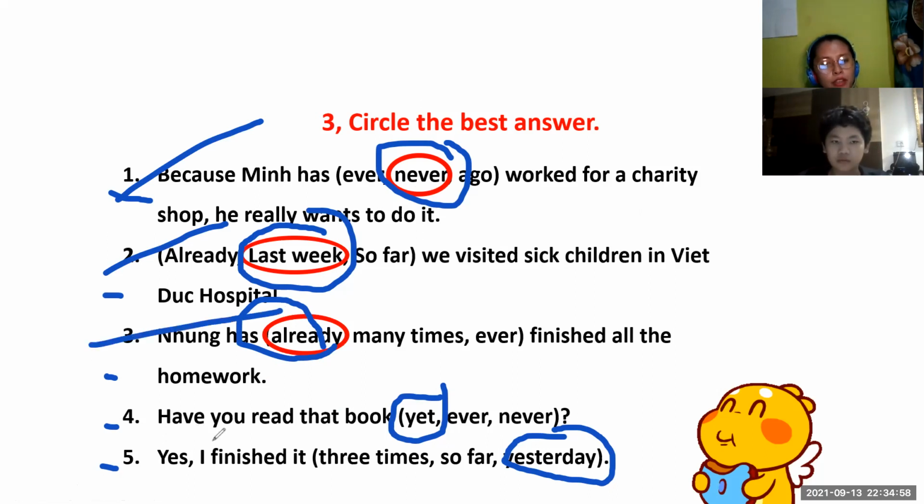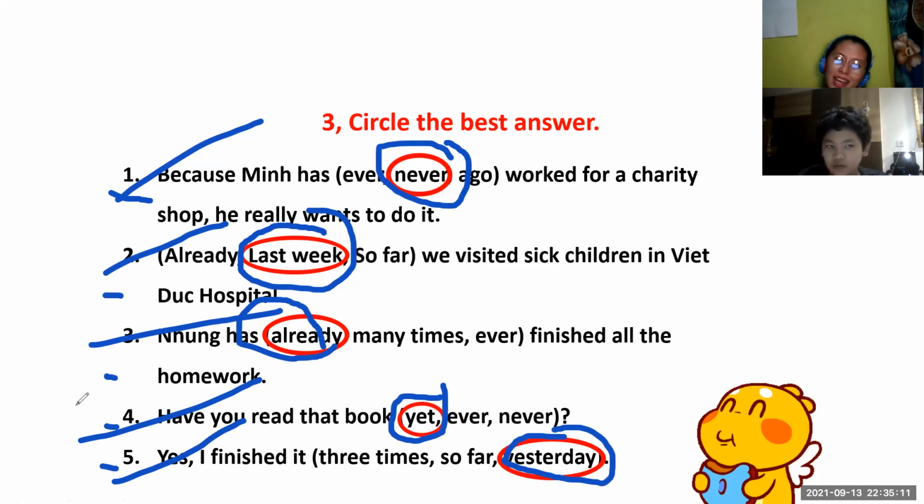Number four, have you read the book? Okay, yet. And number five is yesterday. Okay, so for five, yes, I finished it yesterday. Very good. Good job. You got a perfect score here, so you get 5 out of 5 points, and that's perfect. Great job. Do you have any question about that?